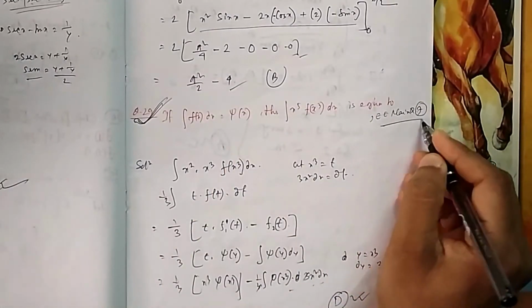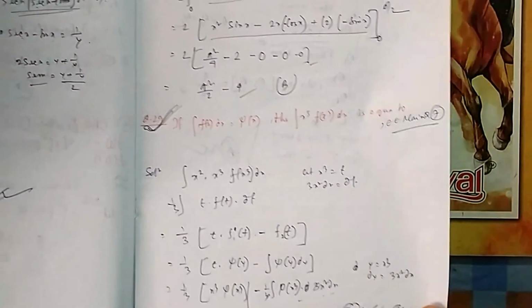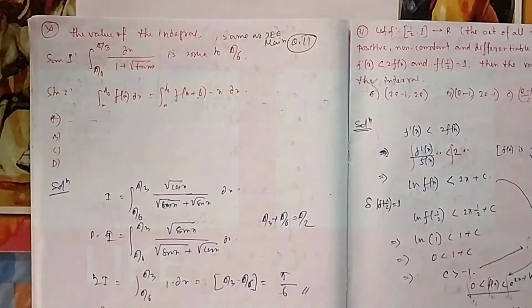29 we have already solved, that is JEE Main, exact same question, JEE Main question number 7. 30 is also the same as exact JEE Main question number 11. So I am skipping this one.